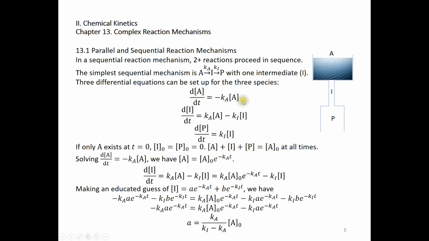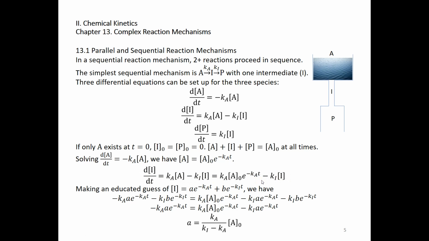Now we're going to solve the first differential equation. It's easy because we have only 2 variables, and this is just the simple first order elementary reaction. We solve it, we get A equals A naught times e to the power of negative kA t. And therefore dI over dt is kA times A minus kI times I. And now we can replace A with A naught times e to the power of negative kA t. If you look at this equation, we have also only 2 variables, I and t. Alright, but it's not trivial to solve this differential equation.